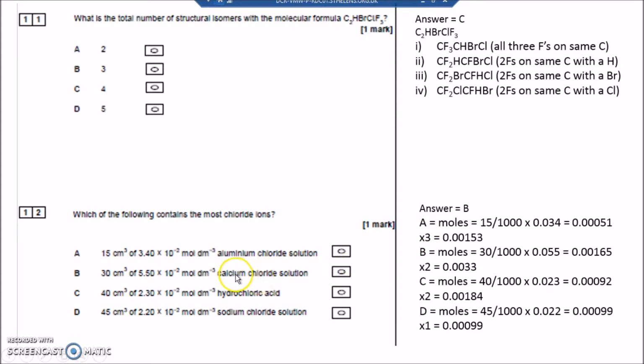Calcium's in group 2, so it forms a 2+ ion. With a chloride ion as a minus ion in group 7, that would be CaCl2. You'd need 2 Cl- to balance out the 2+ charge on the Ca2+. So you have to multiply that by 2. Hydrochloric acid is HCl, so that stays the same. That should be multiplied by 1 rather than multiplied by 2. So the number of moles is 0.0092 still. And sodium chloride, sodium's in group 1, NaCl, Na+ and Cl-, so that stays the same as 1. So you'd have to multiply by the number of chloride ions in each of these, 3, 2, 1 and 1 respectively, and the answer still turns out as B anyway.